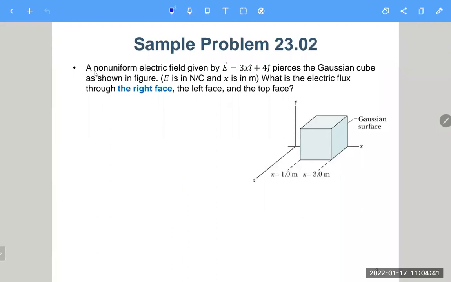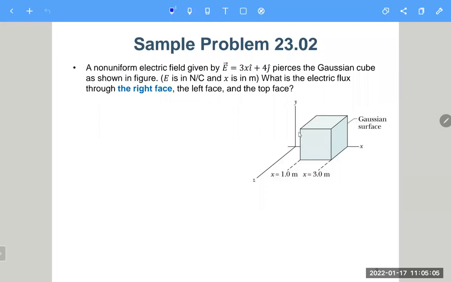It says a non-uniform electric field given by E equals 3x i plus 4j pierces the Gauss cube as shown in the figure. E is in N per coulomb and x is in meters. What is the electric flux through the right face, the left face, and the top face?